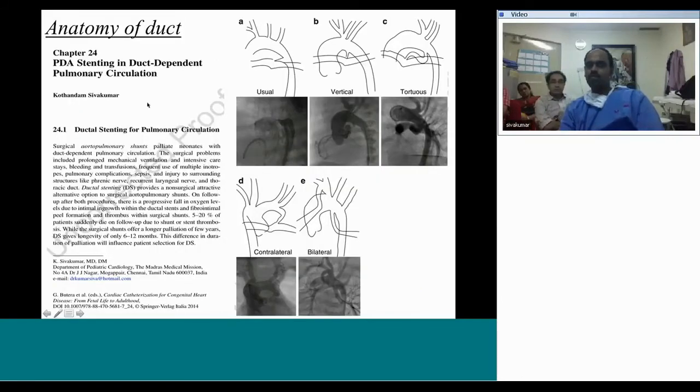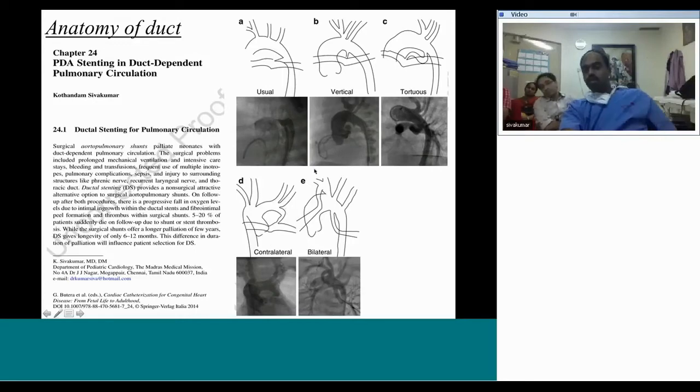The anatomy of the duct can vary from the usual type of PDA, which is just from the descending thoracic aorta arch junction and coming out like a normal duct. It can be like a vertical PDA. It can be like a tortuous PDA, a curve like this. It can be a contralateral PDA. That means you have a right aortic arch, and either from the left innominate artery or left subclavian artery, the PDA comes.